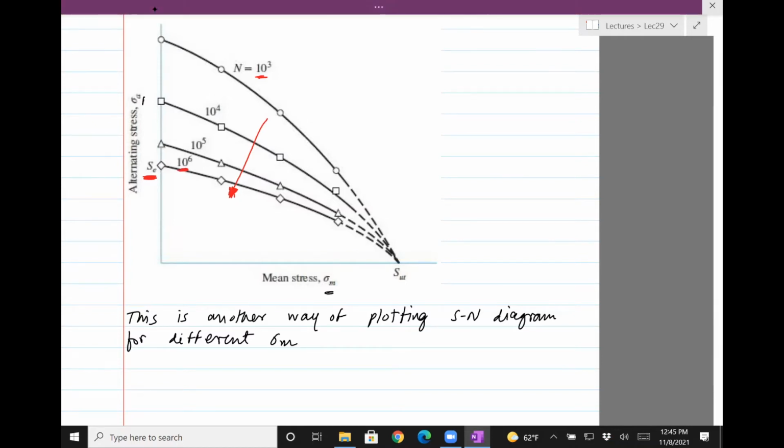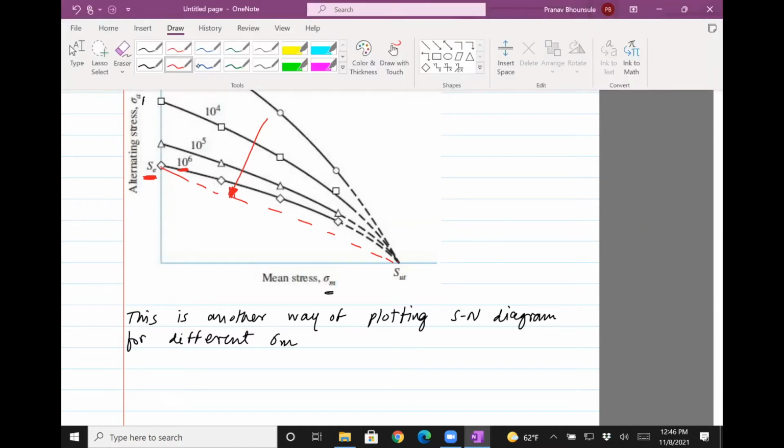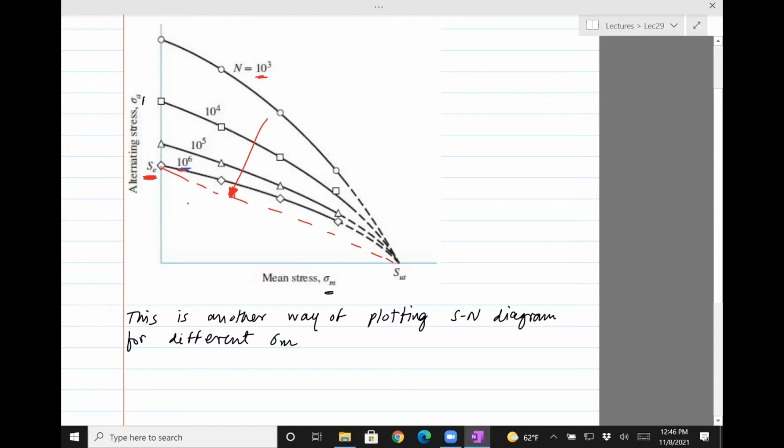Now, what you can do here is connect this point to that SUT point. When you do that, that line corresponds to what is known as infinite life. So this is 10 raised to 6. This is infinity, or n equals infinity. As long as you're on that line, the part will not fail.